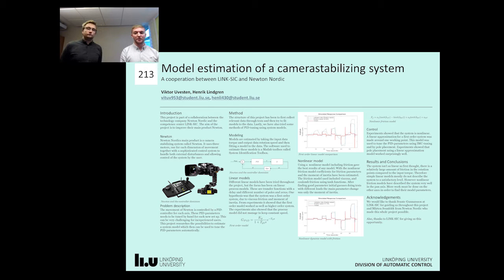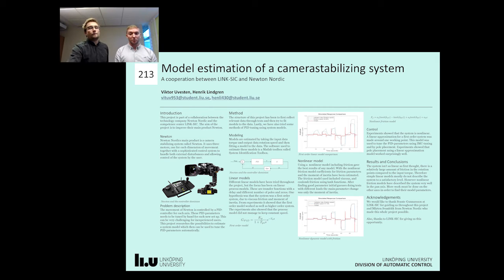Every camera has a different moment of inertia. This means that the PID parameters must be tuned in every time you change the camera or lens. The approach was to find a way to automatically find a system model of the system and then use tuning laws to find an appropriate tuning.